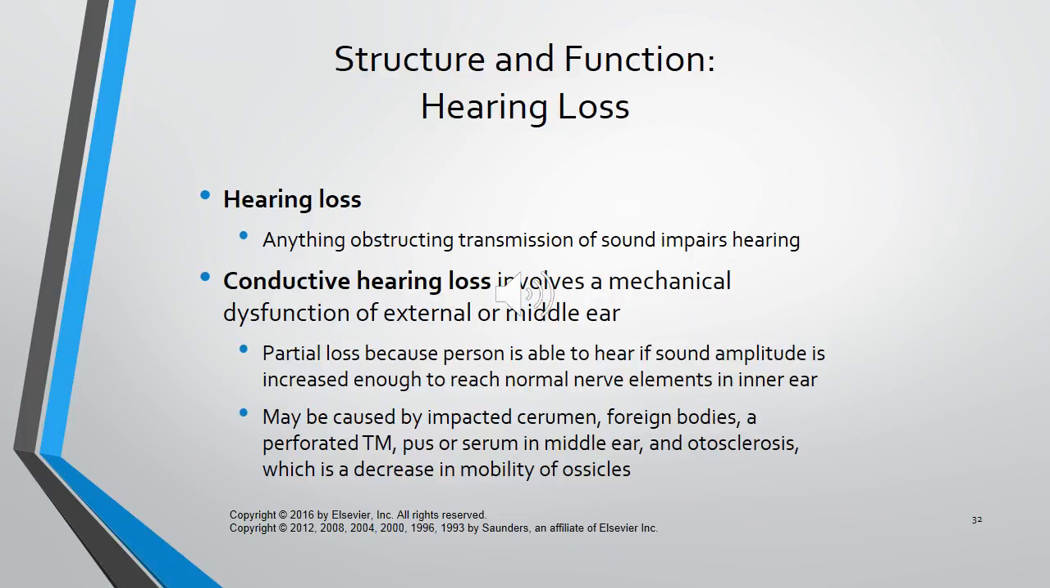Next, we're going to talk a little bit about hearing loss. So there's a couple different kinds of hearing loss. The first one that we're going to talk about is conductive hearing loss. So this involves some sort of mechanical dysfunction of the external or middle ear. So it could just be a partial loss if they have a hard time hearing sound amplitudes. It can be caused by impacted cerumen or earwax, foreign body lodged in the ear, perforated tympanic membrane, maybe some pus or fluid in the middle ear, otosclerosis, which is a decrease in the mobility of the ossicles, which are contained in the middle ear.